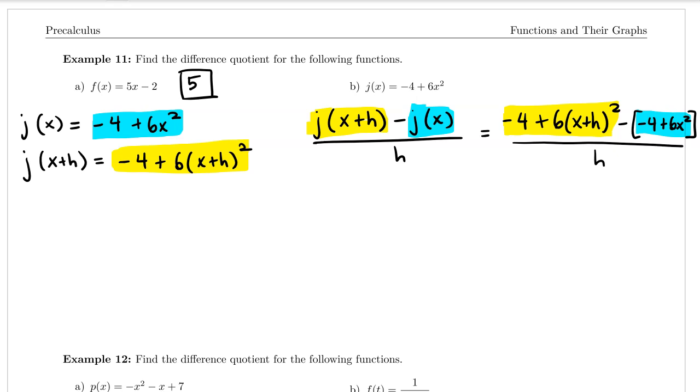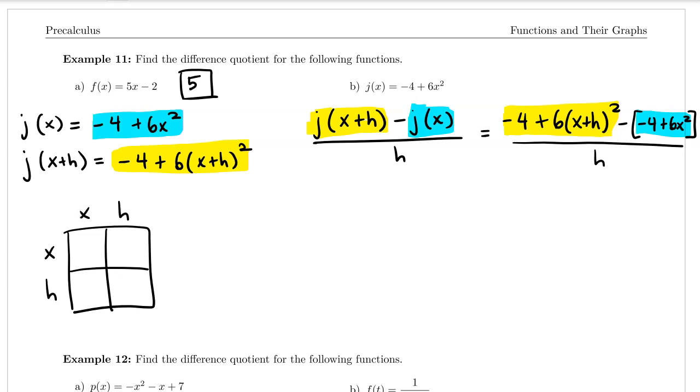Now we want to simplify the numerator, and hopefully everything that does not have an h in the numerator is going to cancel out so that eventually we can divide by h and no longer have a fraction. How do I simplify this? Well, if I'm following order of operations, I need to do the exponent first, and I need to multiply x plus h times x plus h. I'm going to use the box method to do that. So I have x plus h times x plus h.